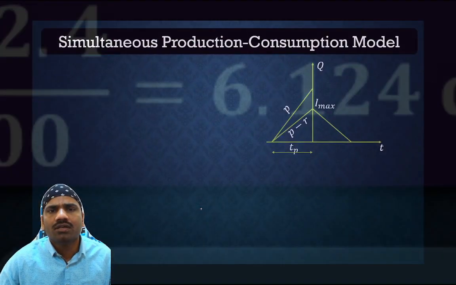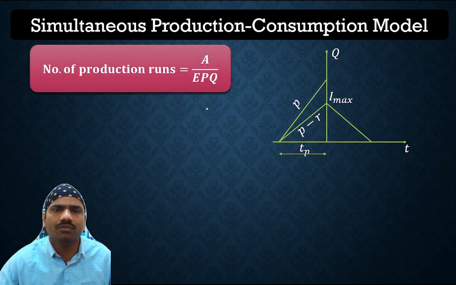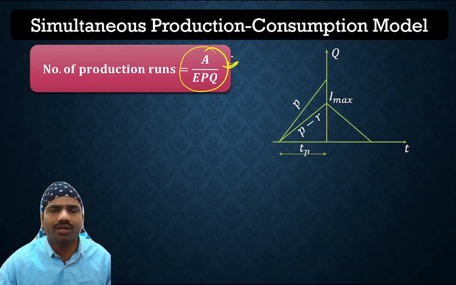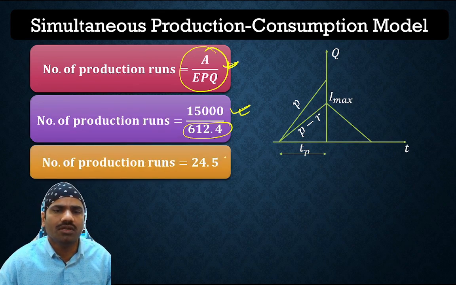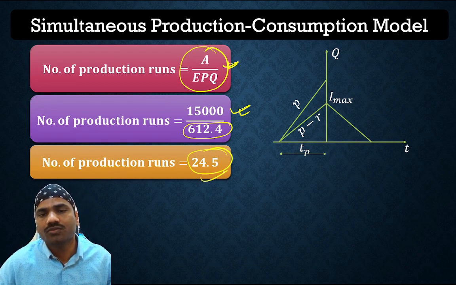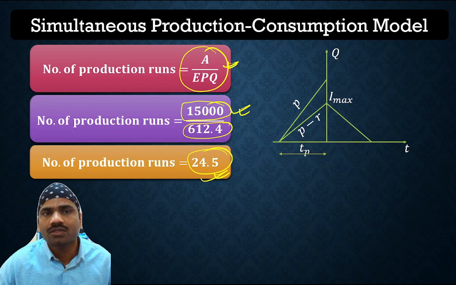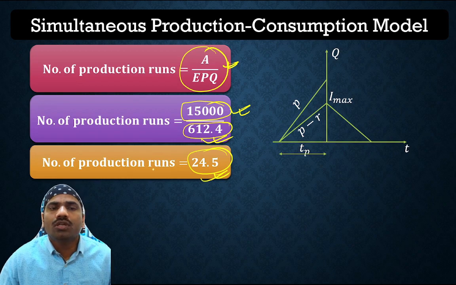We can find the number of production runs by making use of this formula: the number of production runs is A by EPQ. A is the annual demand, which is 15,000, and the economic production quantity is 612.4. So 15,000 divided by 612.4 gives the number of production runs as 24.5. So around 24.5 times you have to run this production to get a production quantity of 15,000.